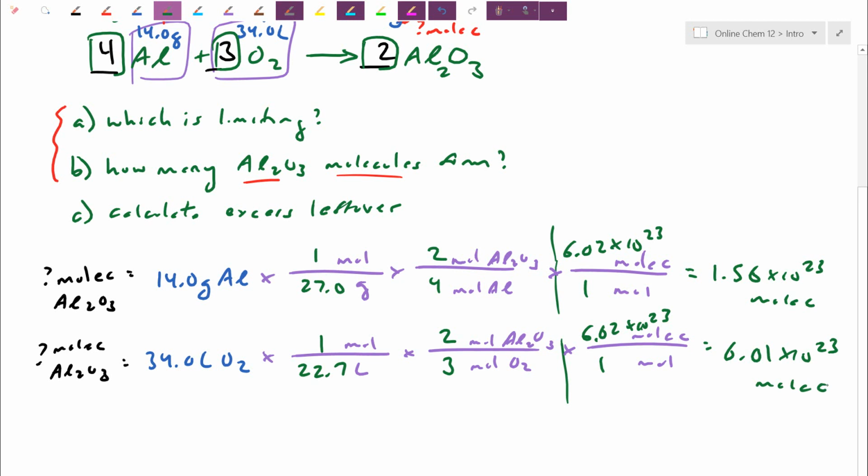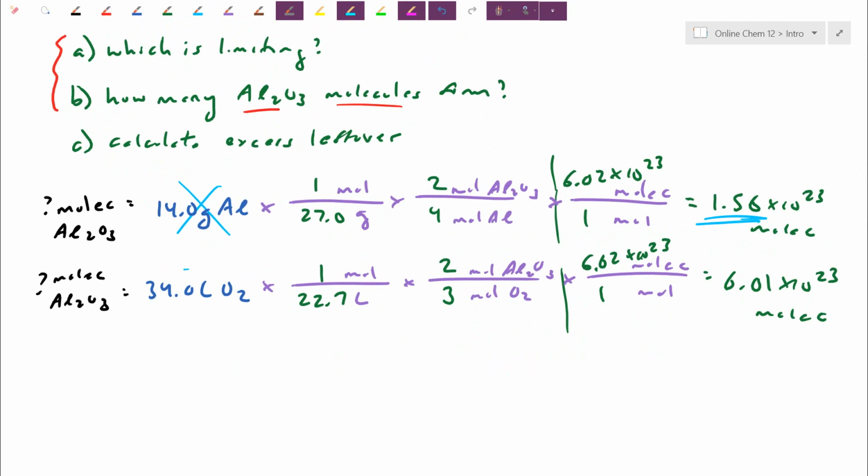Again, there's nothing that says these numbers here have to be close, because remember, these numbers are just based on how much I actually bought. If I bought a ton more of oxygen, this number here would be way bigger. We look for the smaller number, don't just leave it like that. The smaller number in this case is the 1.56, so that means I didn't quite have enough aluminum. The aluminum ran out first, so give me some summary statement here. Therefore, based on my problem, I know aluminum is limiting.